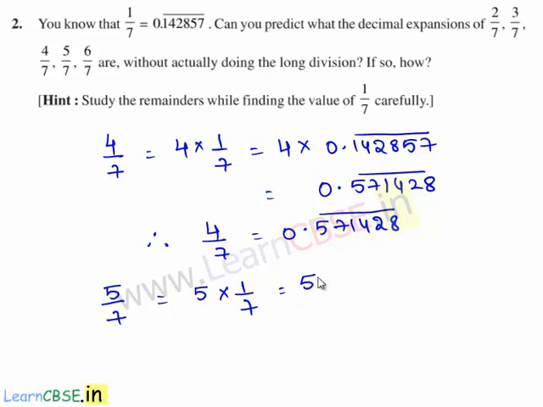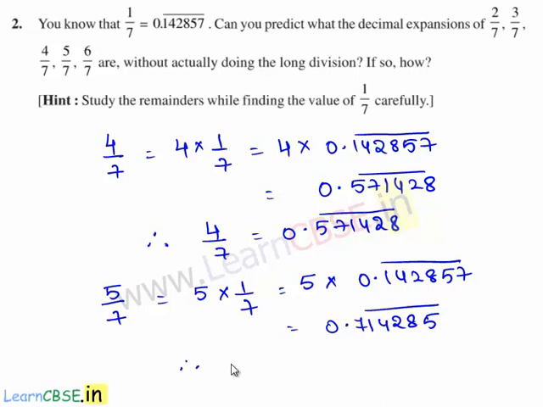Now the decimal expansion of 5 by 7 is obtained by multiplying 5 with 1 by 7. That is, we multiply 5 with the decimal expansion of 1 by 7, which is 0.142857 bar. So 5 times 0.142857 bar gives 0.714285 bar. Therefore, 5 by 7 is equal to 0.714285 bar.